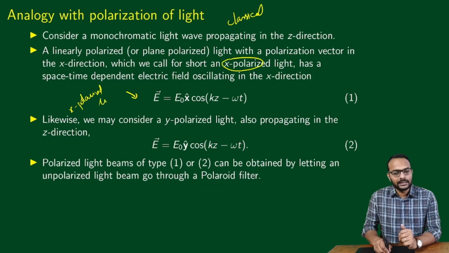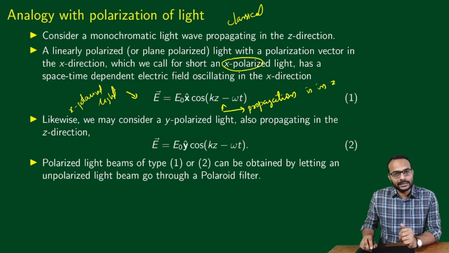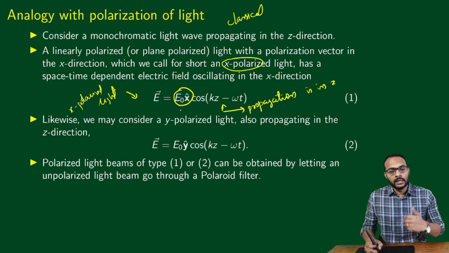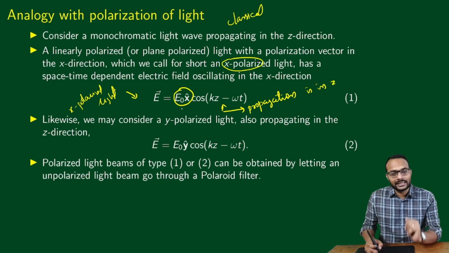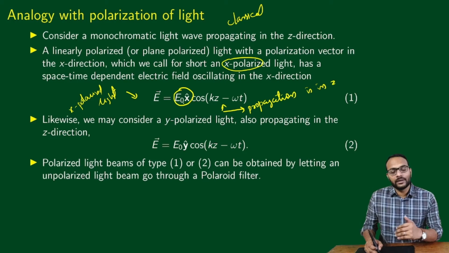From this argument you see that it's propagating in the z direction. The propagation is along the z direction, whereas the electric field is along the x direction. The space and time dependent electric field is oscillating in the x direction. So if the oscillations are purely in the x direction, we say that it is an x polarized light.